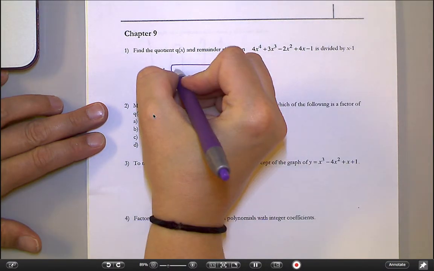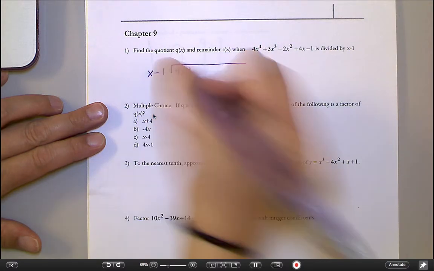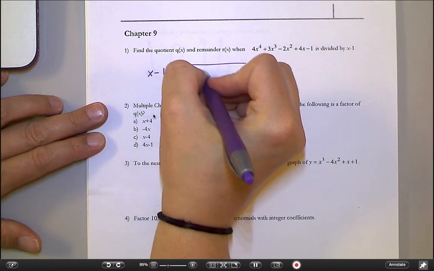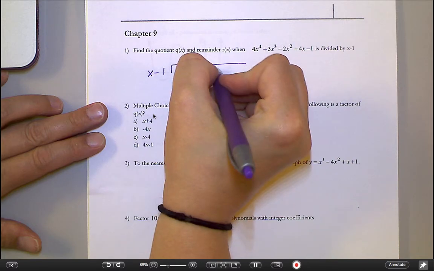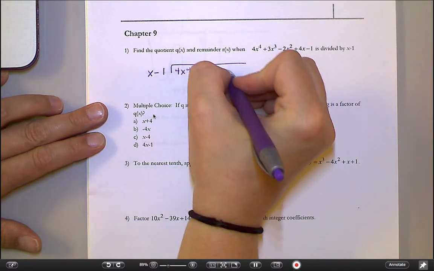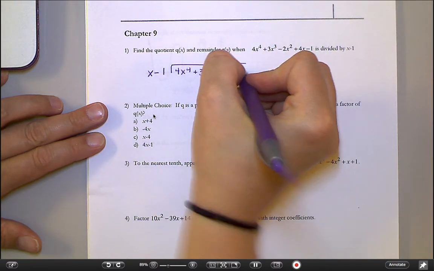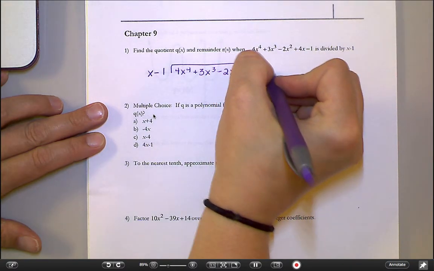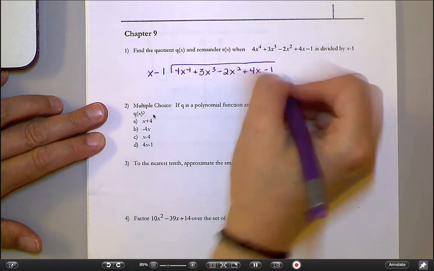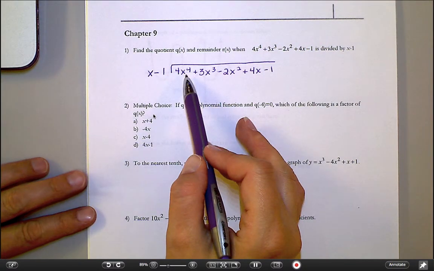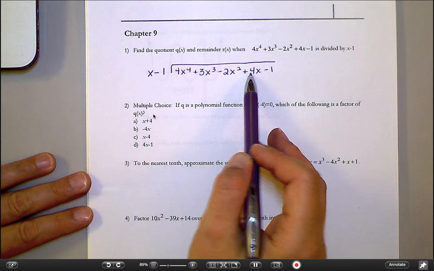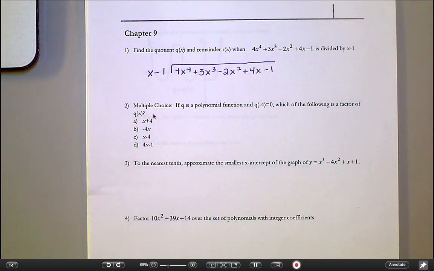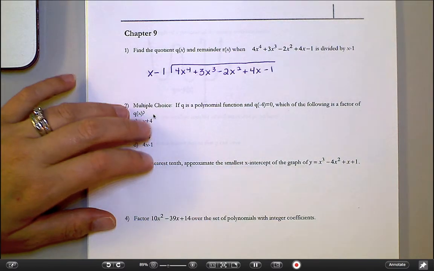And this big thing, 4x to the 4th plus 3x cubed minus 2x squared plus 4x minus 1, goes on the inside. And remember that if any of those pieces had been missing, you want to make sure you have every possible exponent for x. If any of them had been missing, you would want to put a 0 in their place.